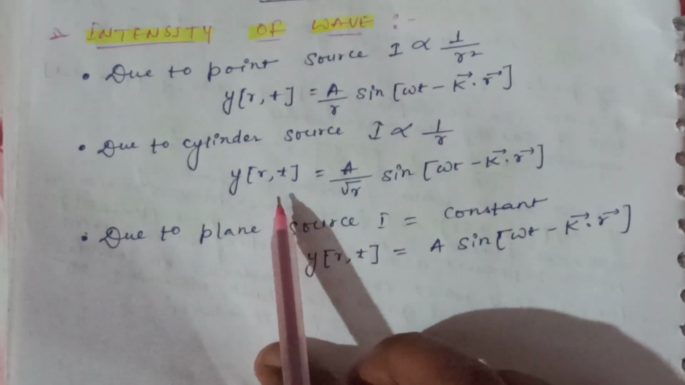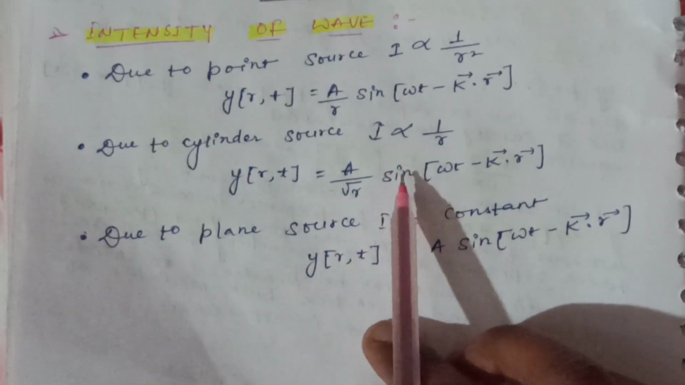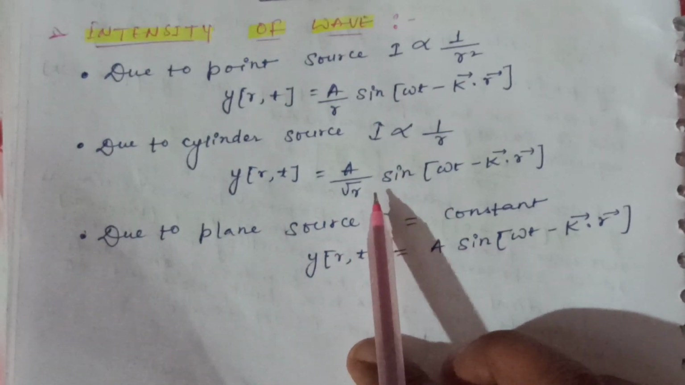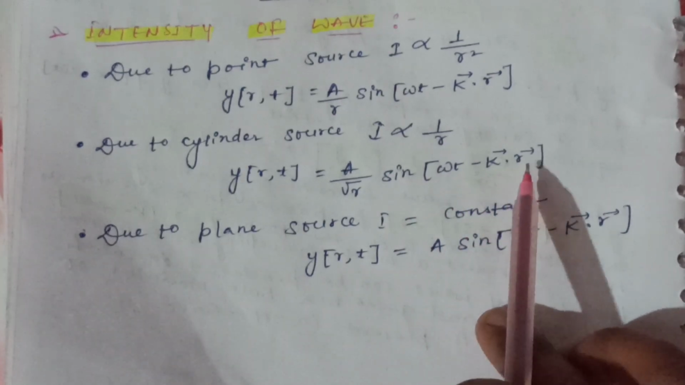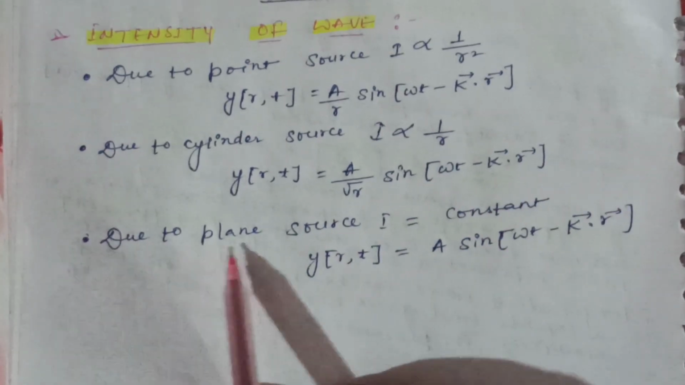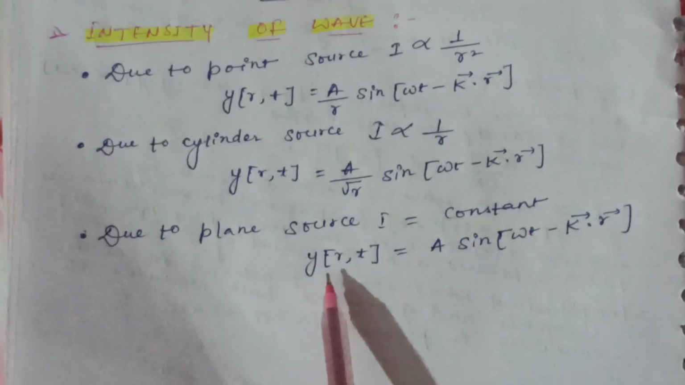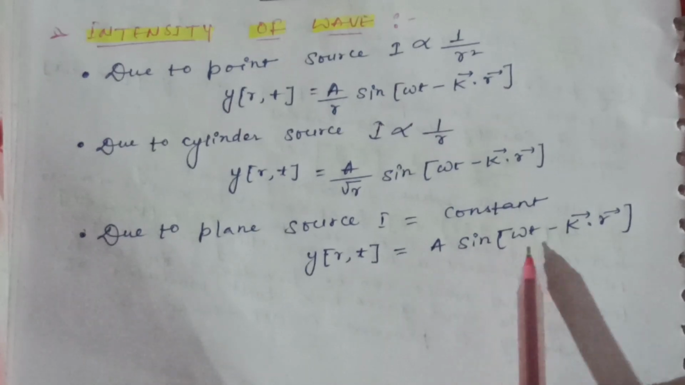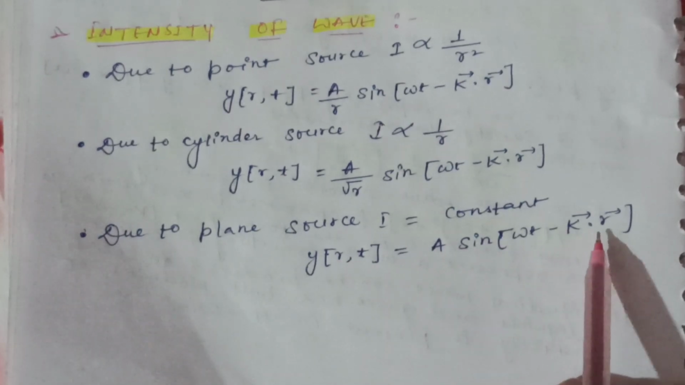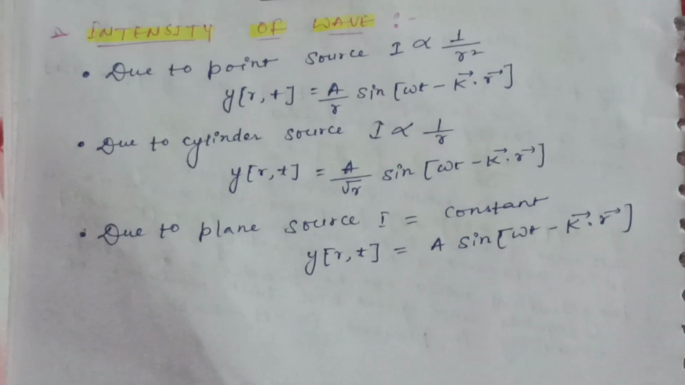y(r', t) is equal to a upon under root r sin(omega t minus k vector dot r vector). Due to a plane source, I is equal to constant. y(r', t) is equal to a sin(omega t minus k vector dot r vector).